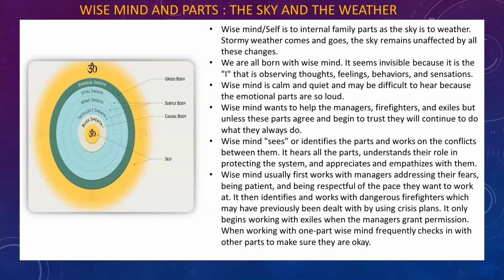Wise mind wants to help the managers, firefighters, and exiles, but unless these parts agree and begin to trust, they will continue to do what they've always done. Wise mind sees or identifies the parts and works on the conflicts between them. It hears all the parts, understands their role in protecting the system, and appreciates and empathizes with them. Wise mind usually first works with managers, addressing their fears, being patient, and being respectful of the pace they want to work at. It then identifies and works with dangerous firefighters, which may have previously been dealt with using crisis plans. It only begins working with exiles when the managers grant permission. When working with one part, wise mind frequently checks in with the other parts to make sure they are okay.